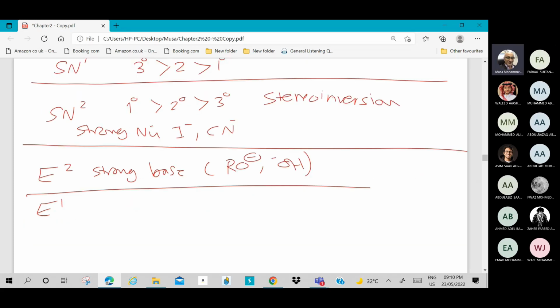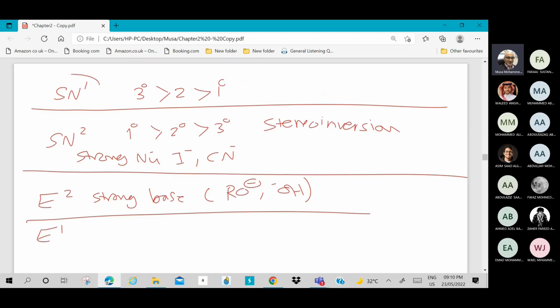Now, when do you think E1 will happen? E1 will happen whenever you have SN1. So E1 always competes with SN1. So you have to be able to classify SN2 first, then E2. So SN2, E2, and then the remaining will be SN1 in competition with E1.